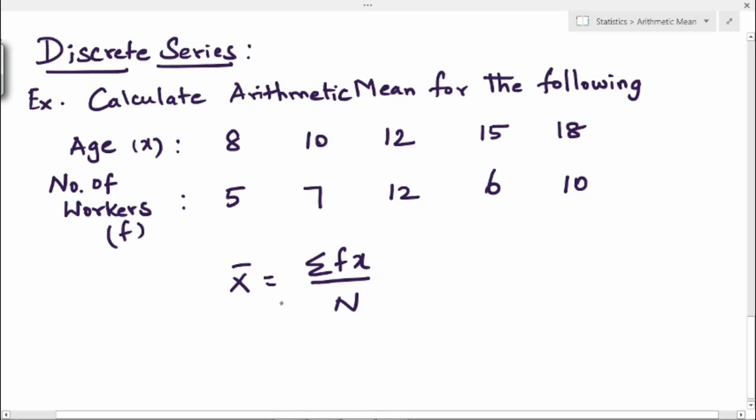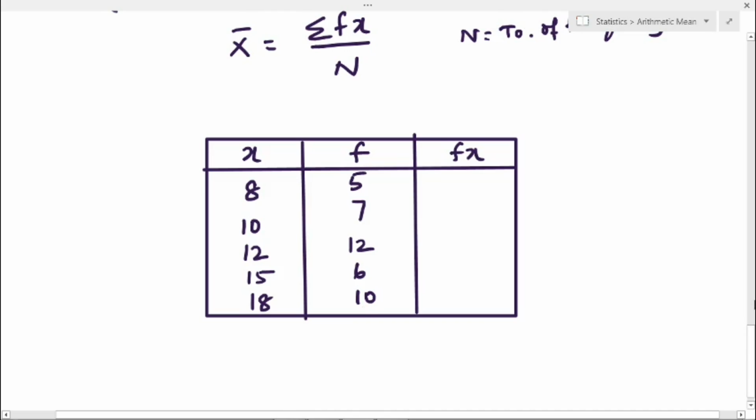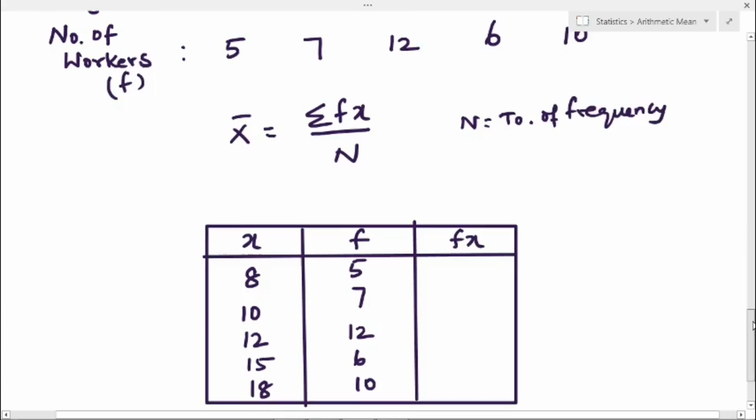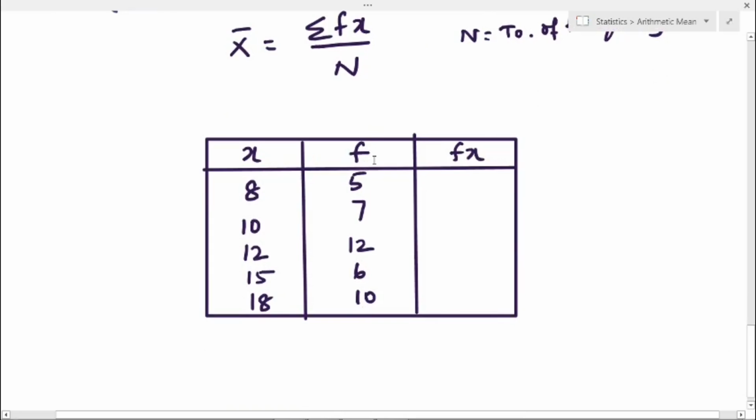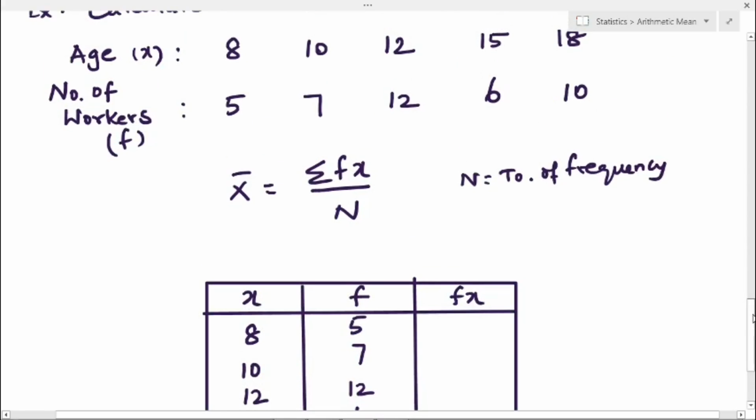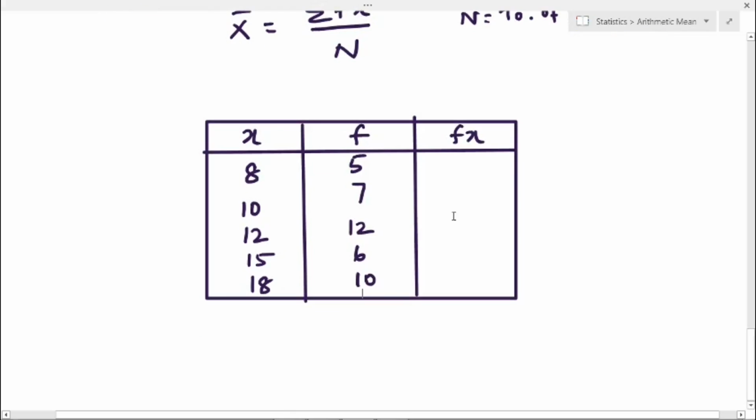So the formula is x bar equal to sigma fx by n. This n is nothing but the total of frequency. So we have to add all the frequency values, and we have to find f into x, multiplying these two values. For that we form a table. Here I have written x, f and fx. X we already know, that is given in the problem, that is age. Age values are 8, 10, 12, 15 and 18. Next f is the number of workers, that is 5, 7, 12, 6 and 10. That I have written here.